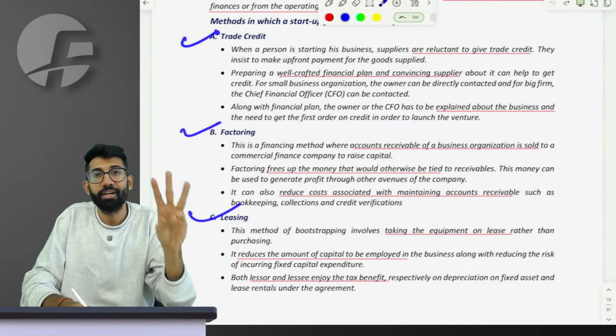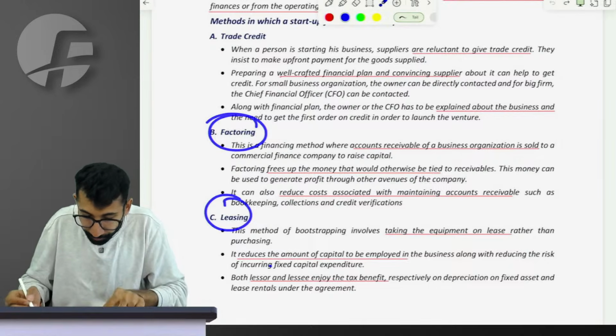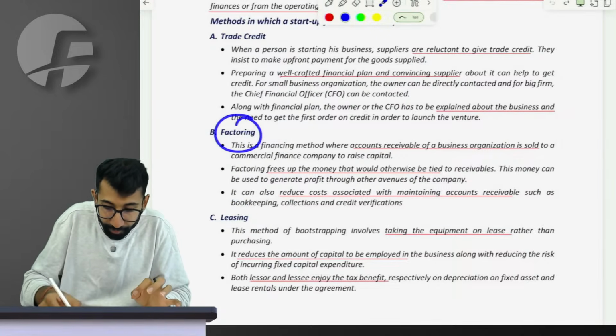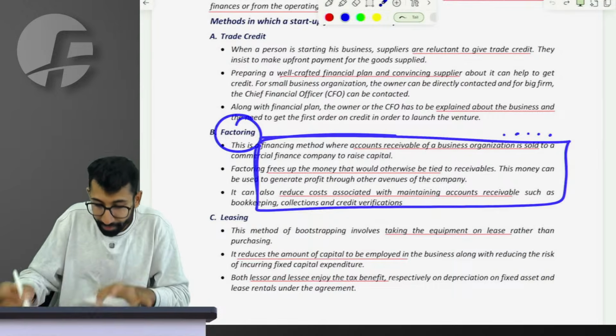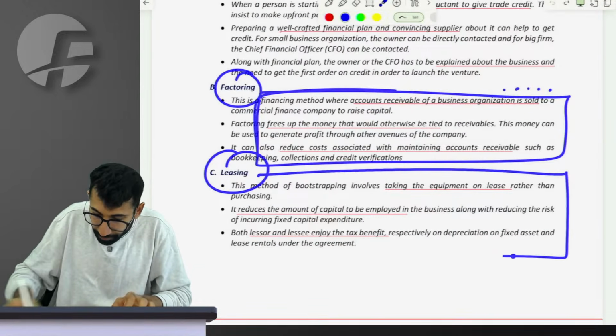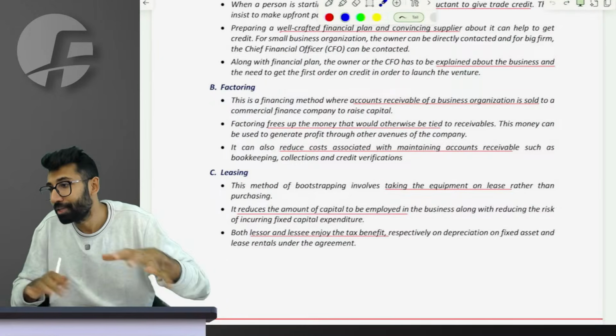So that's how there are 3 total methods. Factoring and leasing involve, if you observe, explaining what factoring is. Leasing involves explaining what leasing is and its advantage. So try to understand what that topic is trying to say.